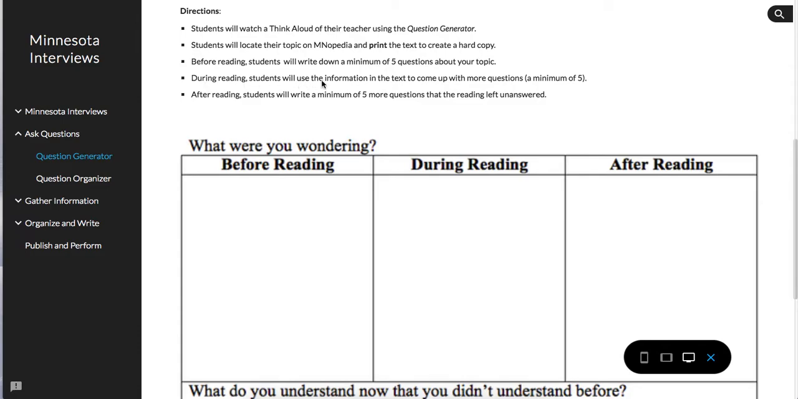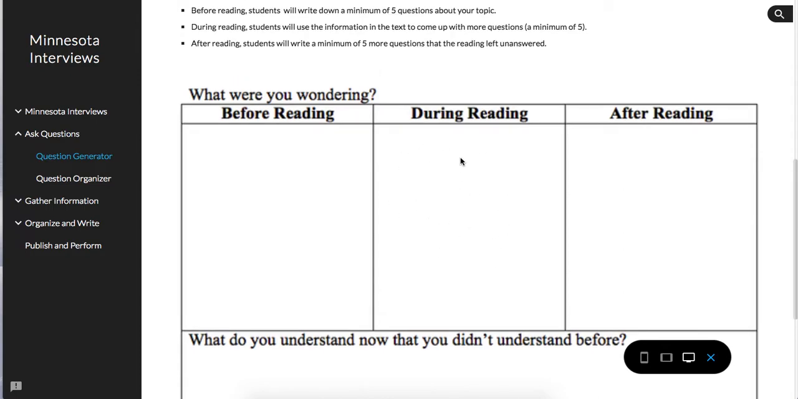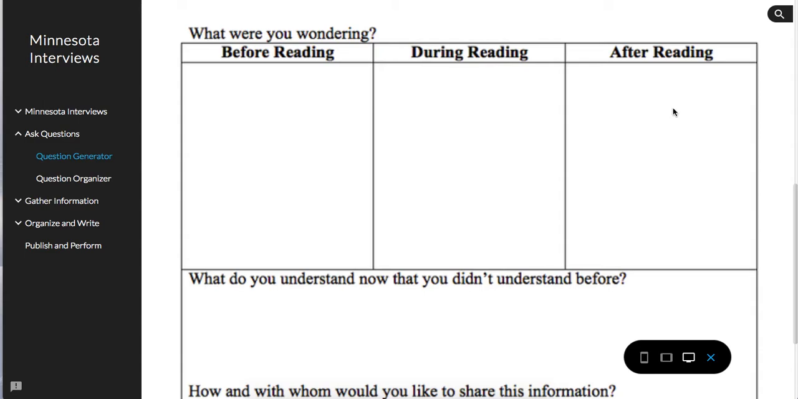During reading, students will use the information in the text to come up with more questions, a minimum of 5. So while you're reading, you're going to come up with a minimum of 5 questions that your brain's going to be turning while you read. You write those down here. After reading, students will write a minimum of 5 or more questions that the reading left unanswered. That's going to be here. You're going to write down questions that you still have about your topic.